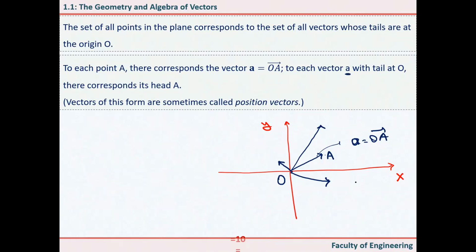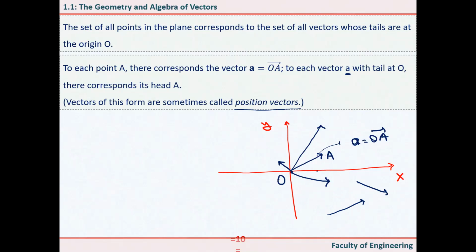So vectors of this form are sometimes called position vectors. That means that when we just say position vector, simply we mean that the tail of the vector is at the origin. Okay. So that is called a position vector, because we may have another vector here, but if we locate the tail of the vector at the origin, then it becomes a position vector. Or just when you say the position vector, you should think that the tail of the vector is at the origin.